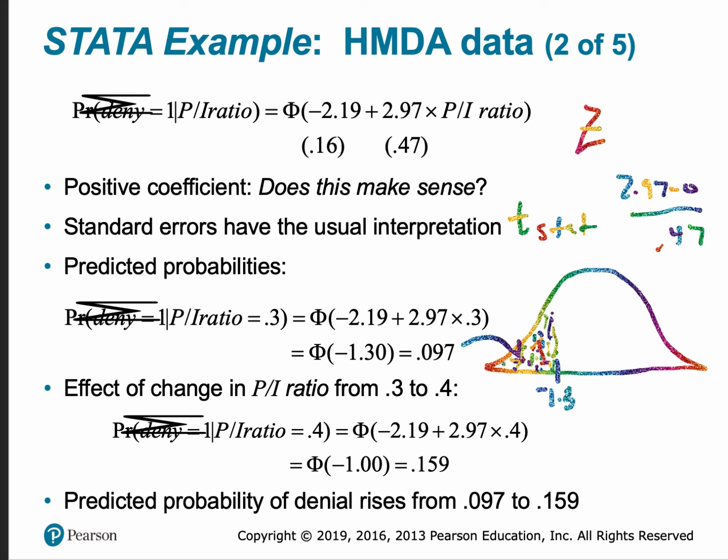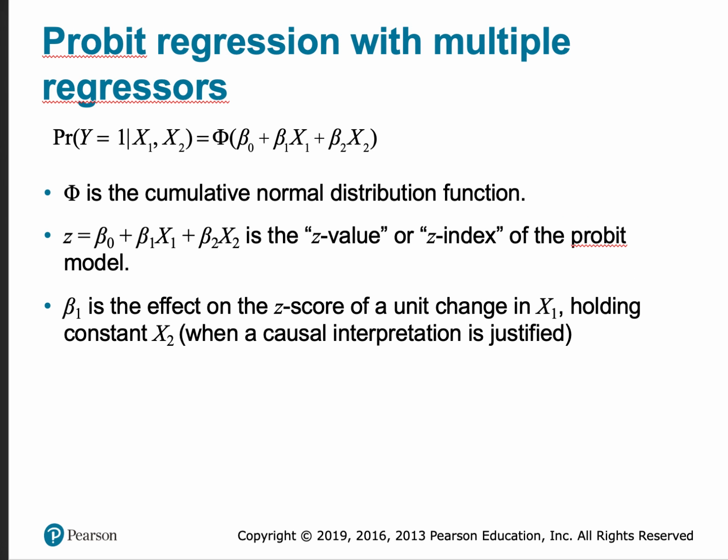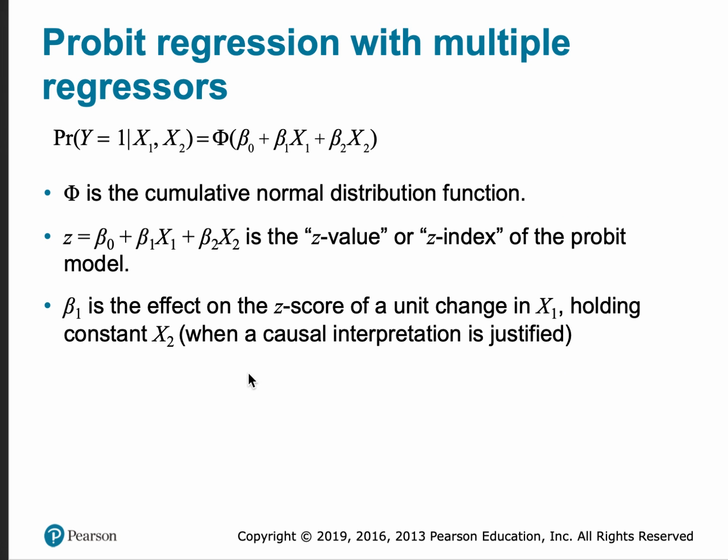Now we can think about multiple regressors as well. We can have as many regressors on the right hand side as we like. For example, we could have 2. In this regression with the big rainbow star, we have that the probability that y equals 1 given x1 and x2, and then that's our predicted value for z, and phi is the cumulative normal distribution function.